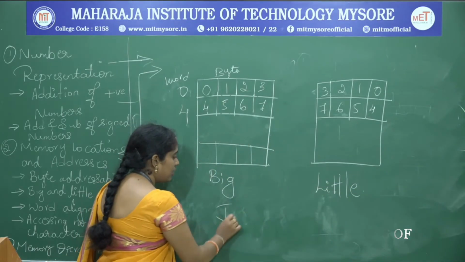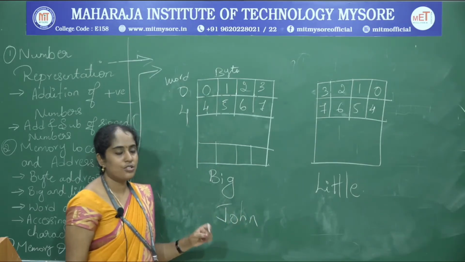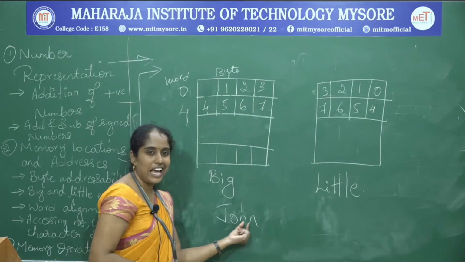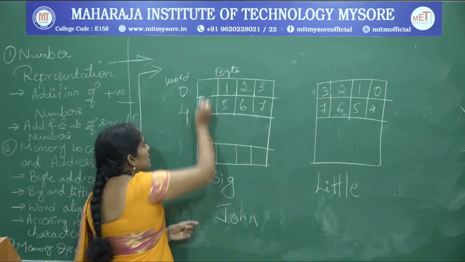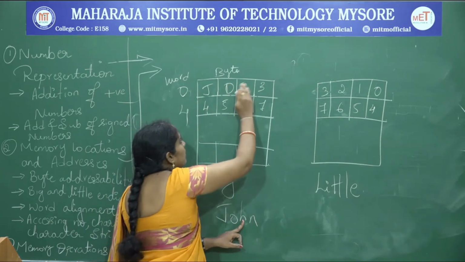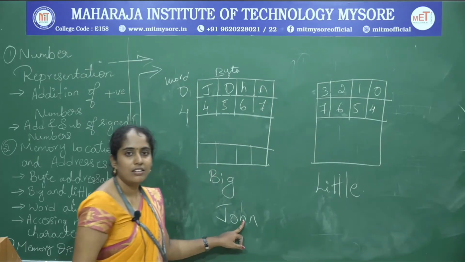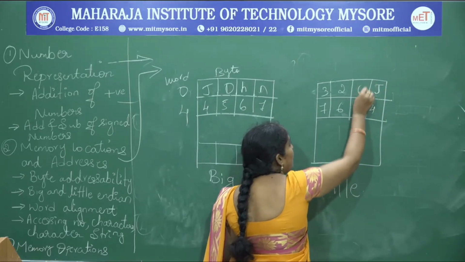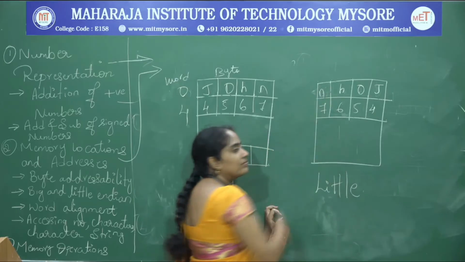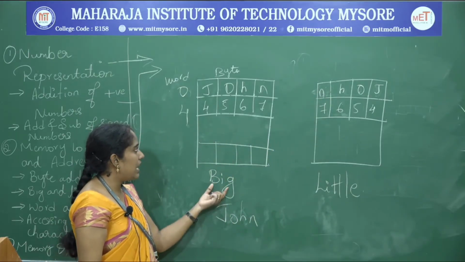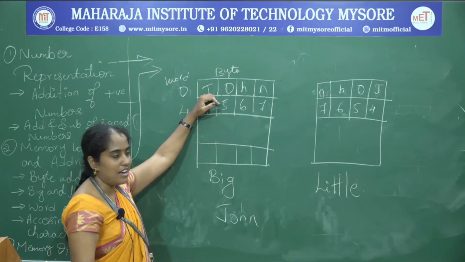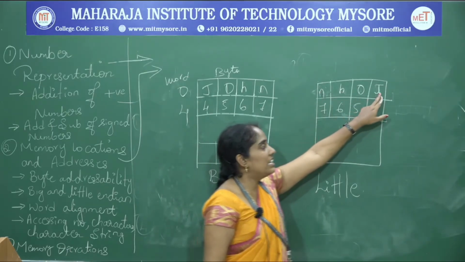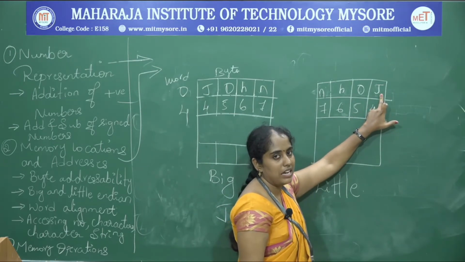Say for example, John. How to store this John in the big endian representation? Here it is a character, right? It will occupy 1 byte of memory. So J, O, H and N, John, right? But in the little endian assignment, the J will be stored here: J, O, H, N. Clear? So in big endian, the most significant byte contains the smallest address, and in little endian, the least significant byte contains the smallest byte address.